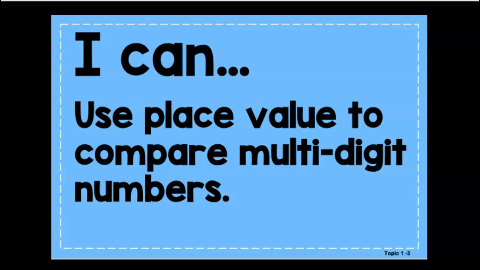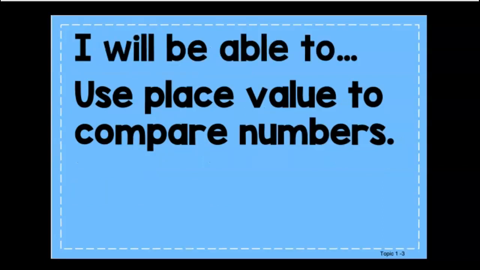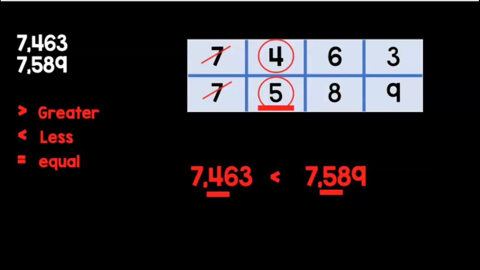Our objective was, I can use place value to compare multi-digit numbers. And to determine if we were successful, I will be able to use place value to compare the numbers. So once again, even if we were not to have a place value chart, we can make our own tic-tac-toe board, and just so long as we line those numbers up correctly, then we can make sure that we are eliminating the same number in the place value to determine greater than and less than.